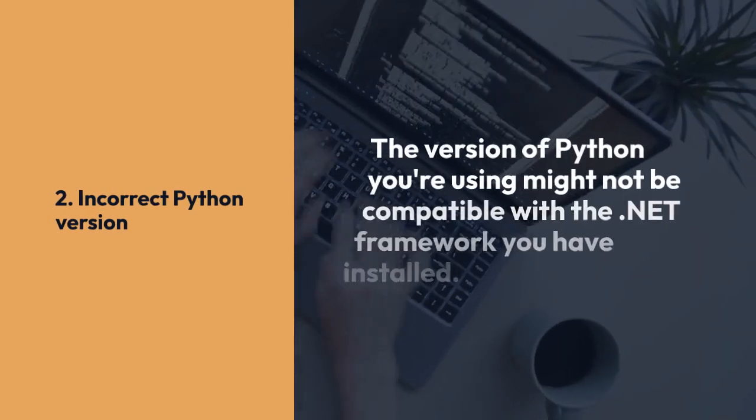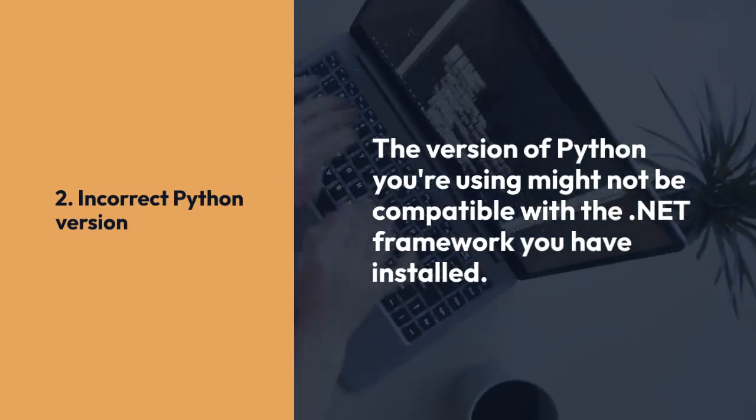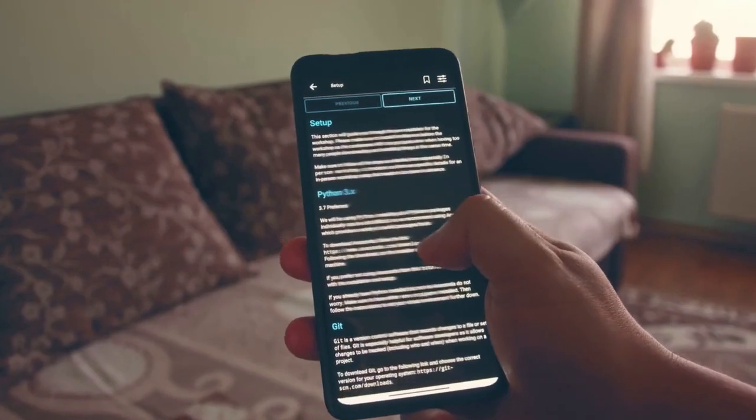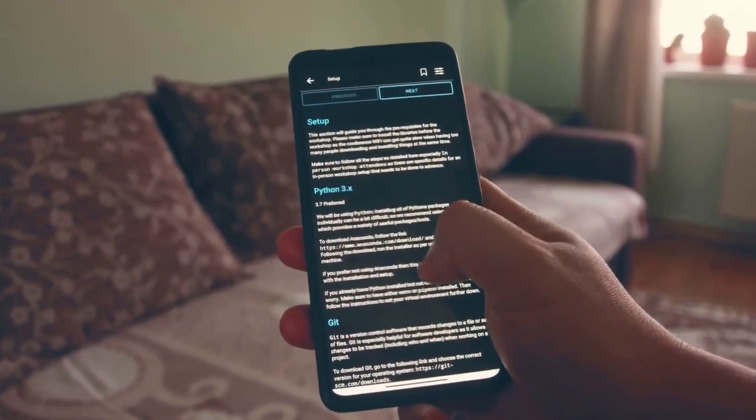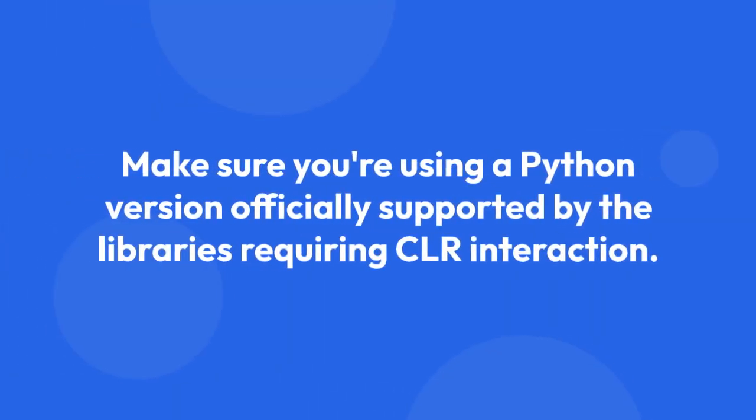2. Incorrect Python version. The version of Python you're using might not be compatible with the .NET framework you have installed. If you are using Python 3.x and you are using .NET 6.0 or later, they should be compatible. Make sure you're using a Python version officially supported by the libraries requiring CLR interaction.